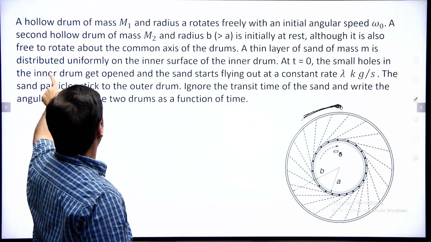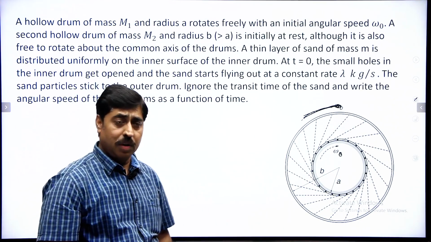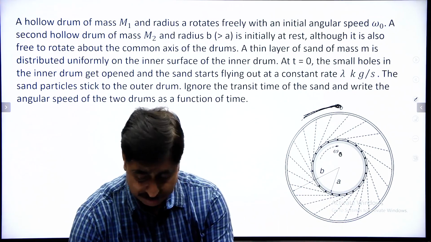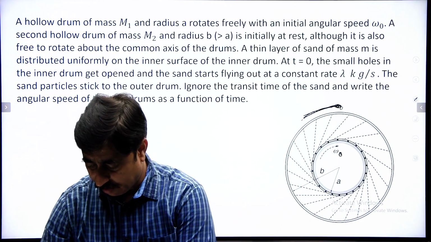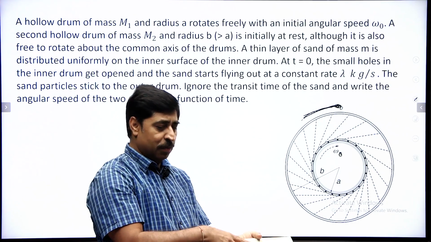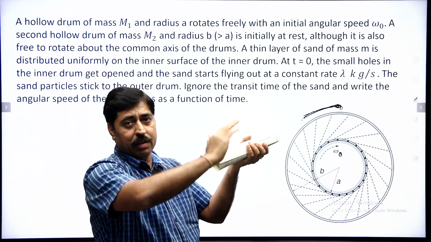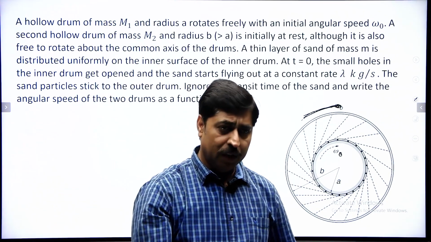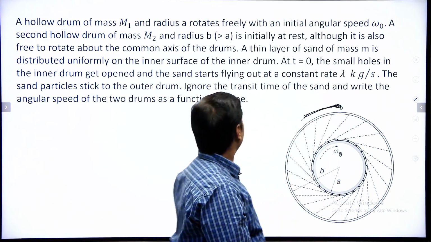A thin layer of sand of mass small m is distributed uniformly on the inner surface of the inner drum. This is the inner drum, and inside it there is a thin layer of sand, which is uniformly spread and sticking to the surface of the drum. The mass of the sand is small m.